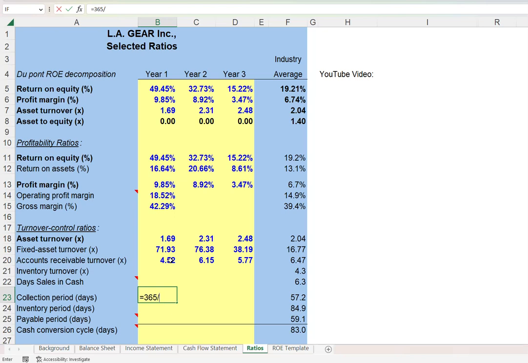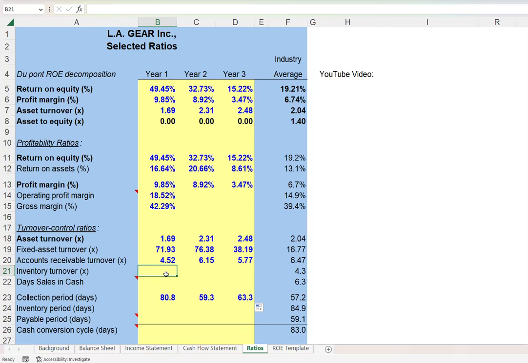365 divided by 4 would be roughly every 90 days, every 3 months. But in this case, we're at what? 80 days. And we've gotten more efficient. Our receivables are turning over faster. So we're going to see our collection period decrease over this 3-year period. It was taking us on average 80 days. Again, some people paying faster, some slower, but on average 80 days. We've dropped that to 63 days.